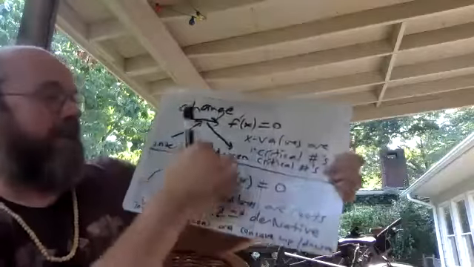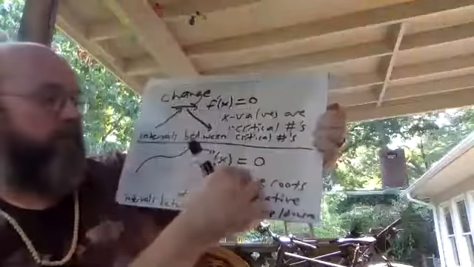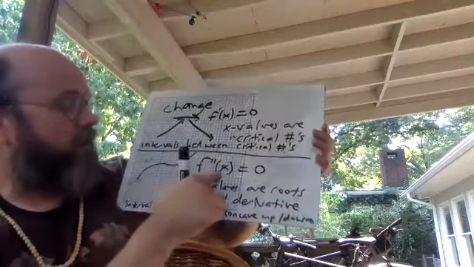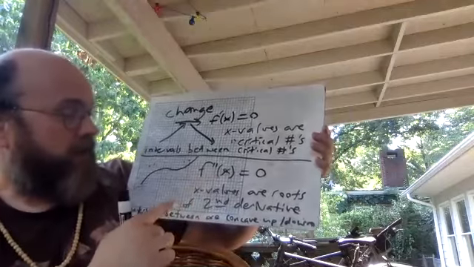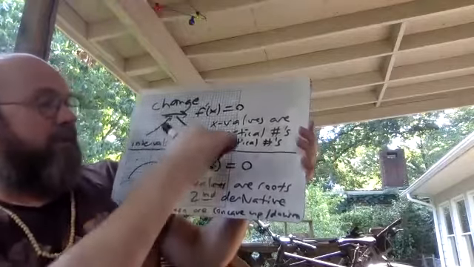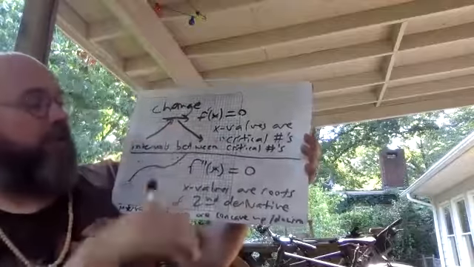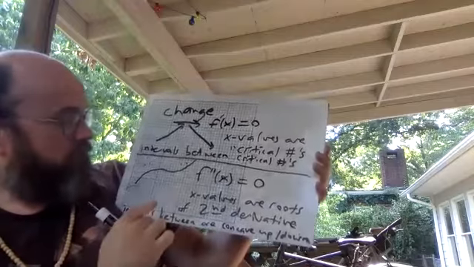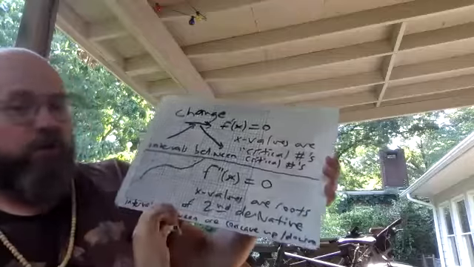And just like in the case of increase, decrease, if you solve the second derivative for 0 at a value of x, you know that it's changing concavity at that value of x. That's what that means. Either it was concave down and now it's concave up, or it was concave up and now it's concave down. In any event, these x values, the roots of the second derivative, identify all of the places where the intervals of concave up and concave down are broken apart.